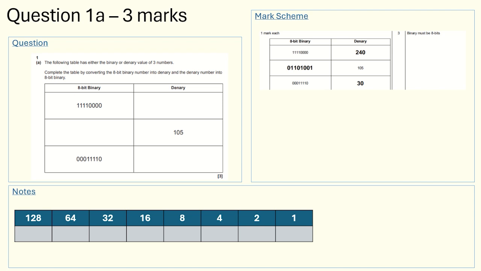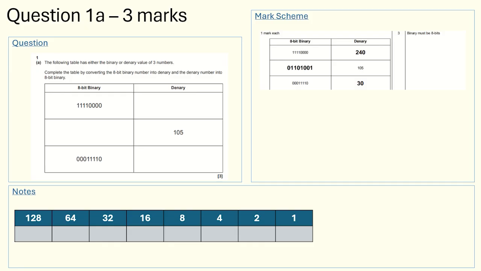Okay, so let's take a look at question 1a. This one's worth 3 marks. The question is, the following table has either the binary or denary value of 3 numbers. Complete the table by converting the 8-bit binary number into denary and the denary number into 8-bit binary. So we're just converting from one to the other.